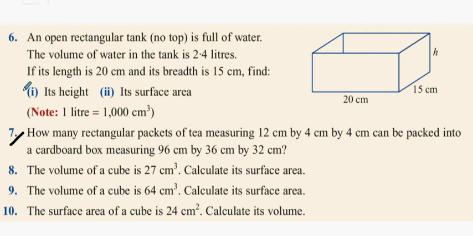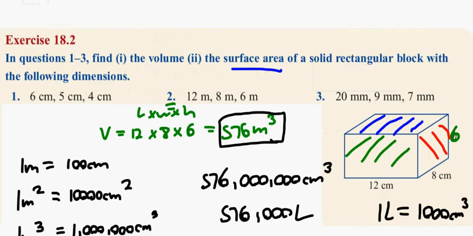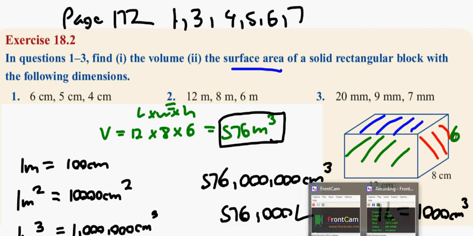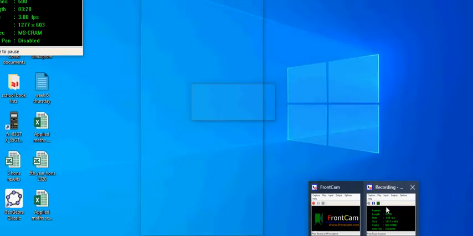Alright, 6, 7, 1, 3, 4, 5, and 6 and 7. What page? Don't move until the bell goes.